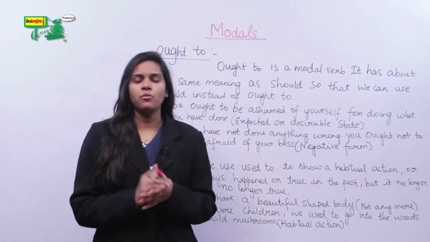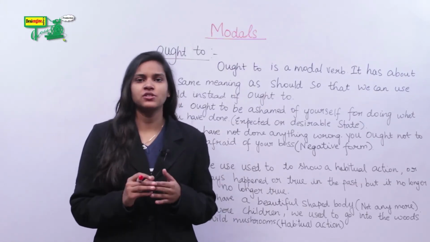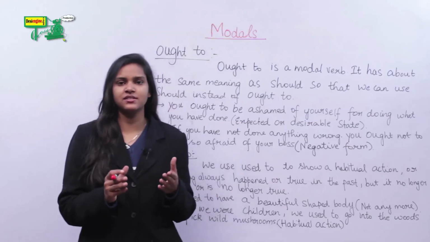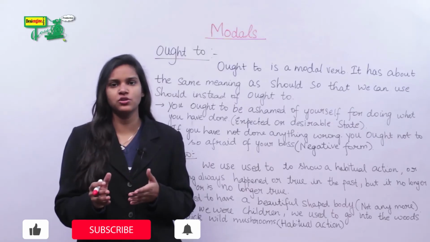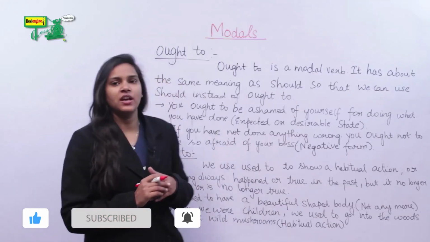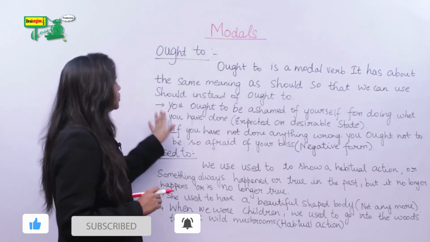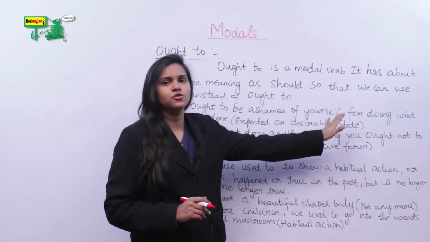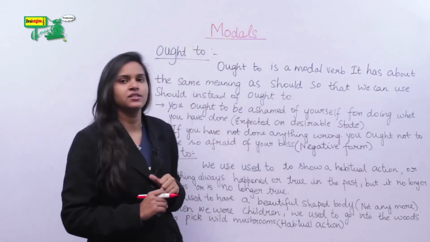Let's learn about the last set of modal verbs, that is ought to and used to. Ought to, the modal verb ought to performs the same function as should. That is, in sentences, ought to can be replaced with should and should can be replaced with ought to. Let's take few example sentences. You ought to be ashamed of yourself for doing what you have done.